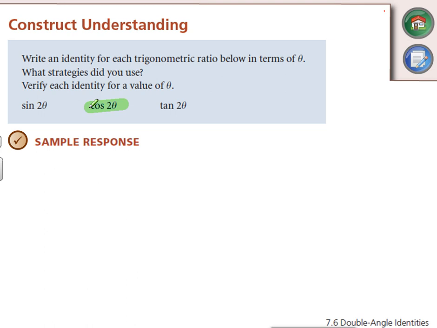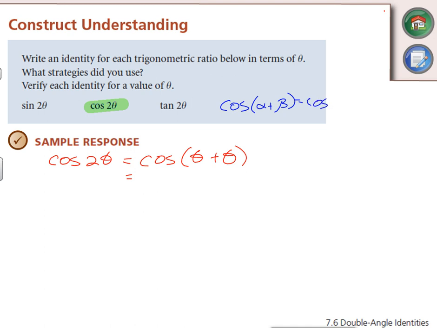All right, time for the cosine now. Same process. Cos of 2 theta, that's the same as cos of theta plus theta. Let's just use our formula. Cos of alpha plus beta was equal to cos alpha, cos beta, minus sine alpha, sine beta. Almost made it in space. Well, let's fill her in.